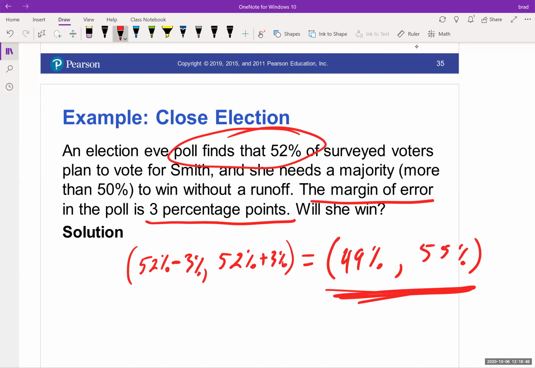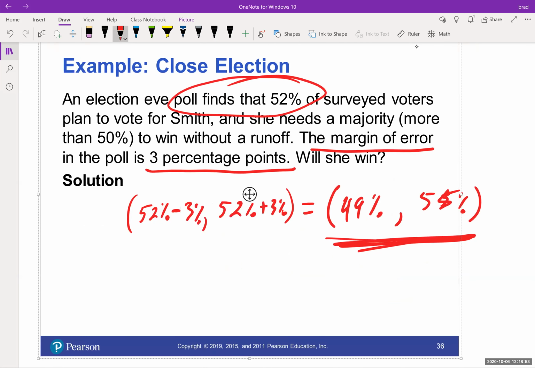Does this guarantee that she will win without a runoff, or is there a chance that she may not win without a runoff? And the answer would be it does not guarantee it, because notice there is a chance that you get 49% in our confidence interval. So what a confidence interval basically says is, I don't know the true answer of the population. I don't know exactly how it's going to behave, or how to describe the exact values. But what I can say is that based on the margin of error, the answer is somewhere between 49% and 55%. Okay, that's what a confidence interval says.